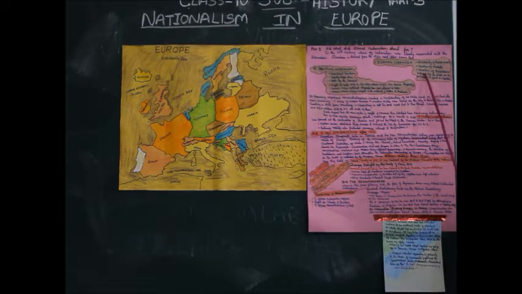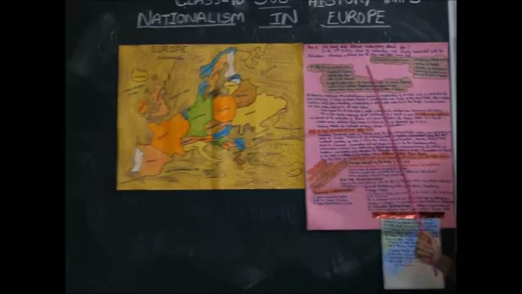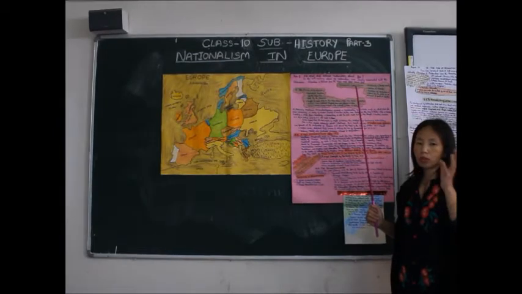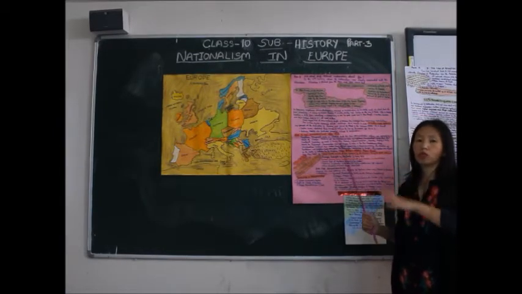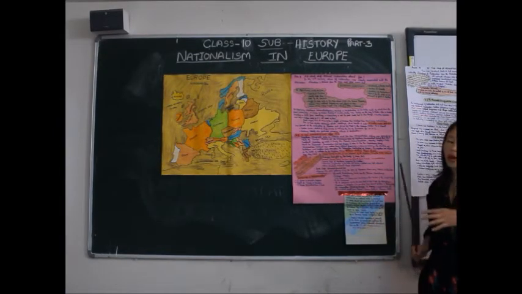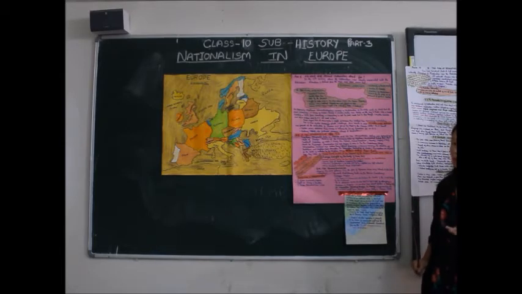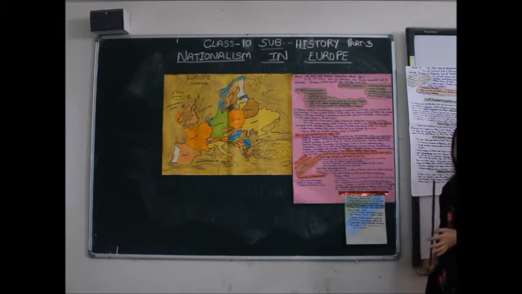Another demand was abolition of restrictions imposed by the state on the movement of goods and capital. They had to face lots of restrictions while doing business. Even to supply goods from one place to another, they faced lots of problems. So they demanded the abolition of all such restrictions.